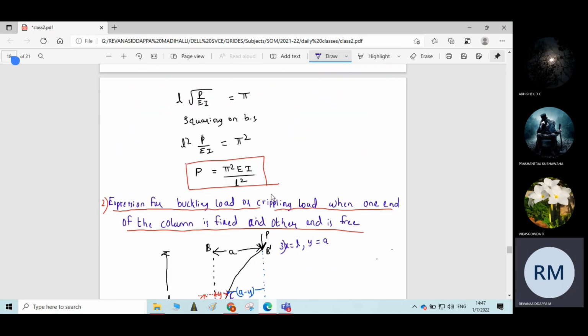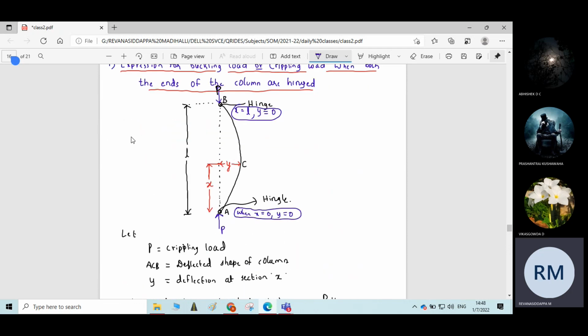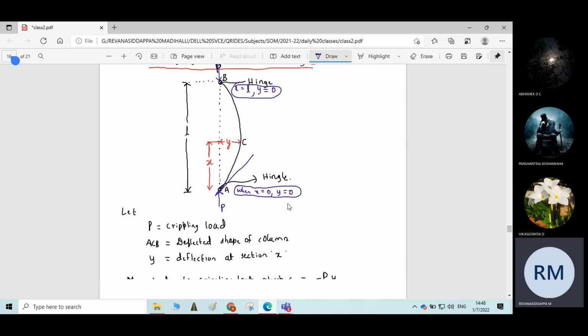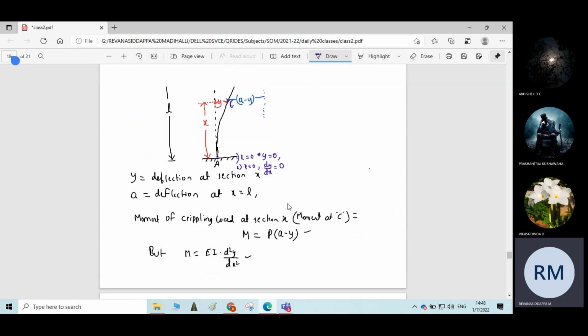When it is a hinged support, the slope cannot be equal to 0. See, if you draw a tangent here, you will have some slope. That is why only one condition will come in case of a hinged support, that is x equal to 0, y equal to 0. But in case of a fixed support, there won't be any slope at all.